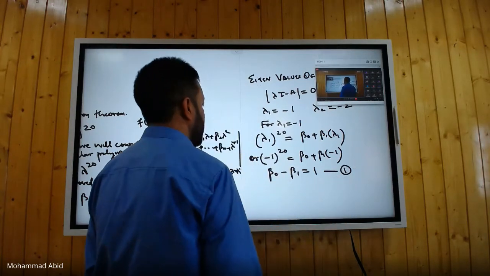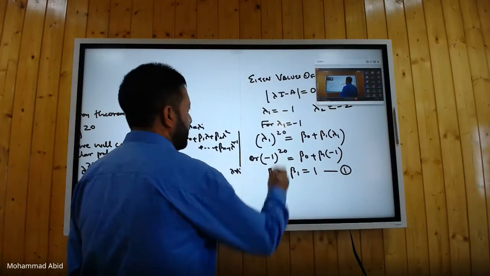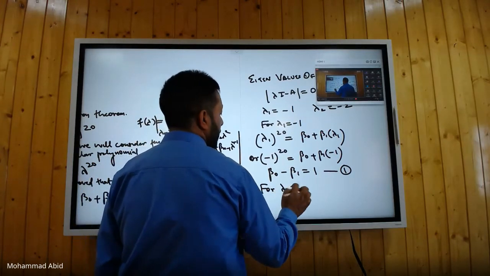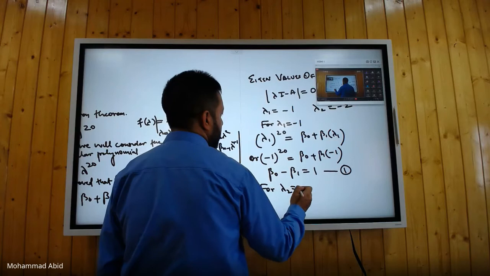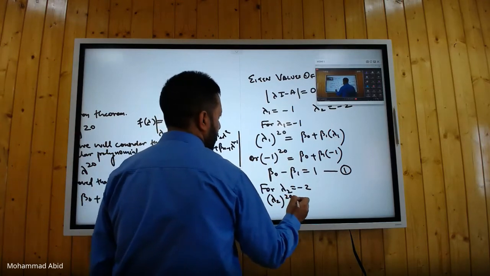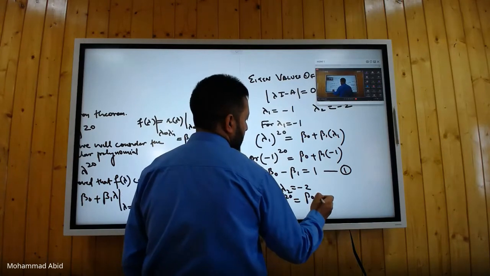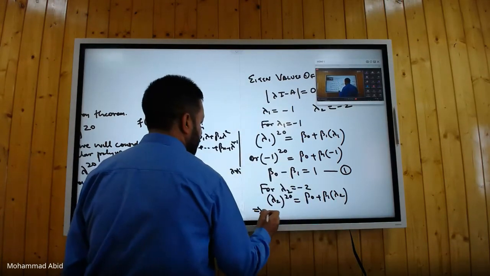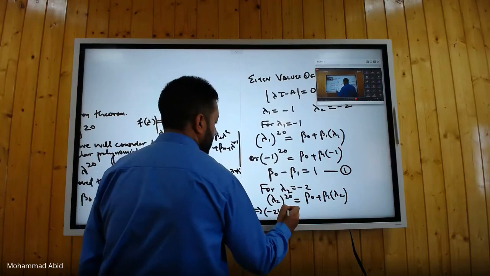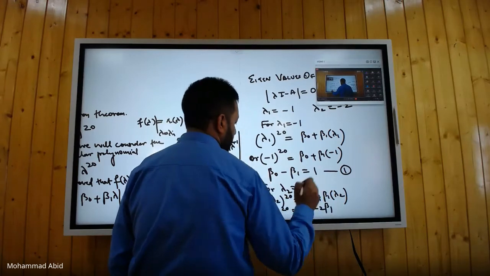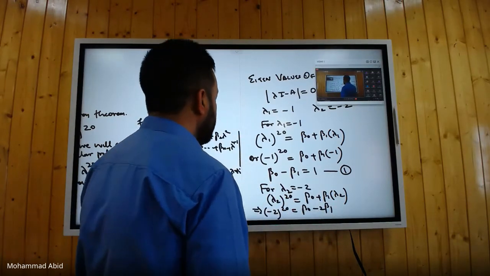Is that clear? Now again I will evaluate this expression for lambda 2 equal to -2. So what will I get here? This will be lambda 2 raised to the power 20 equals beta naught plus beta 1 into lambda 2, which implies (-2) raised to the power 20 is equal to beta naught minus 2 beta 1. What is 2 to the power 20 equal to?